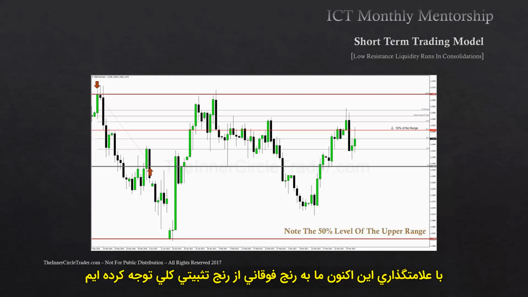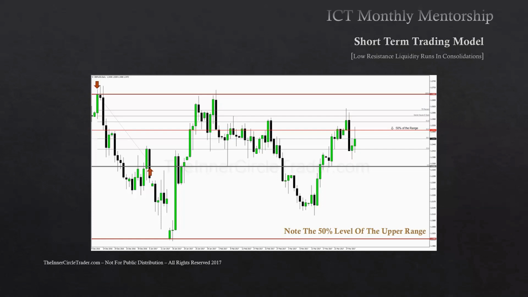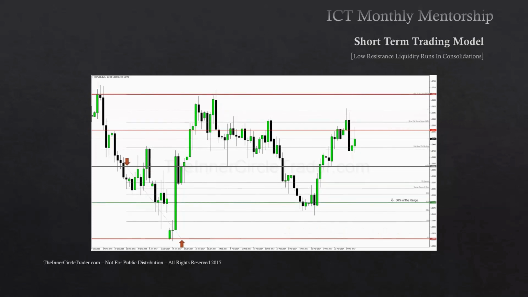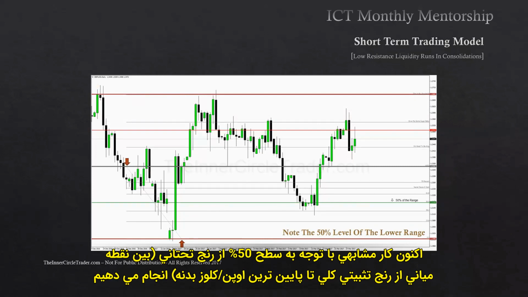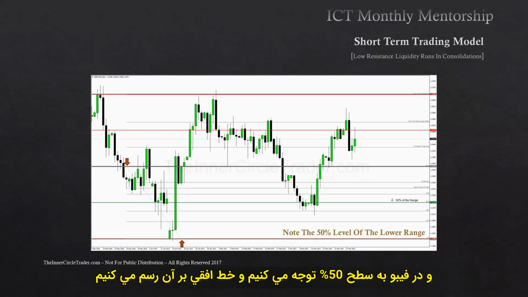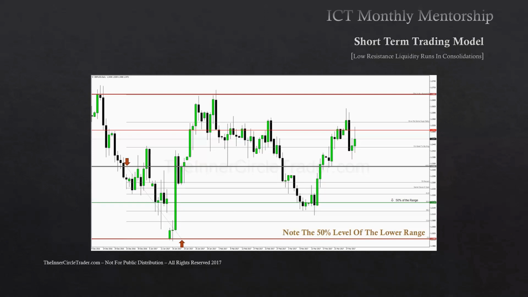By noting this, we've now noted the upper range for the total consolidation range. Next, we do the same thing by noting the 50% level of the lower range between the midpoint of the total consolidation range to the lowest body close or open, noting its 50% level as well on the fib. And I drop a horizontal line on that.